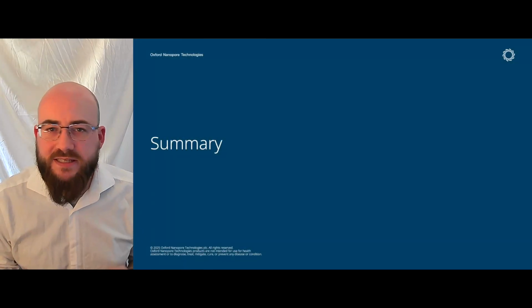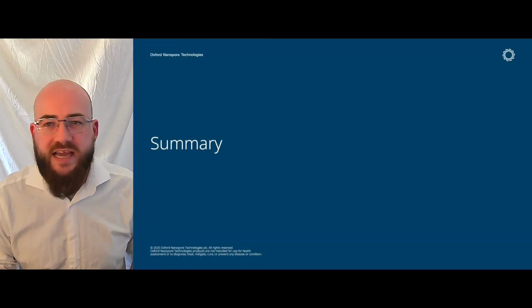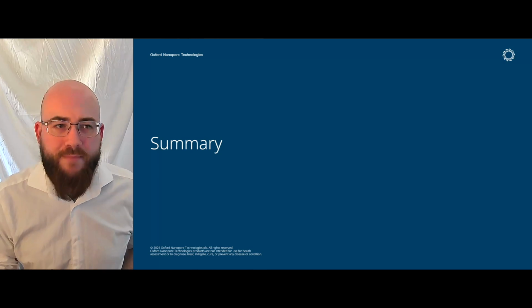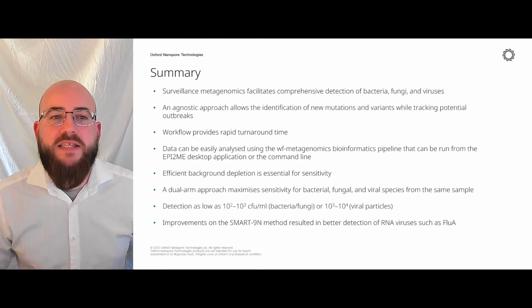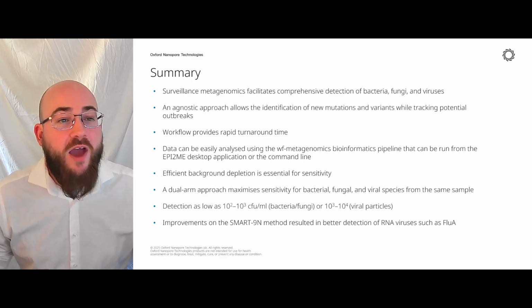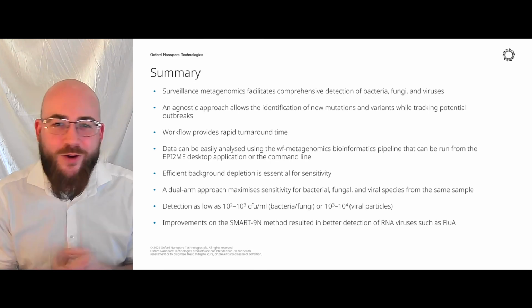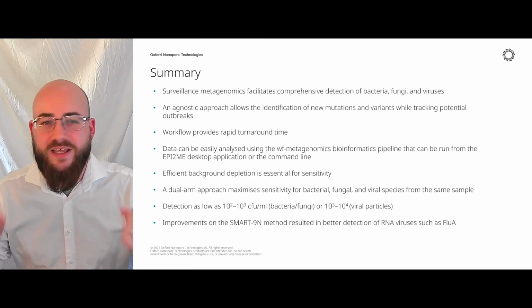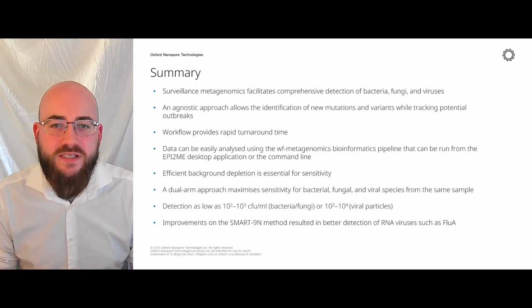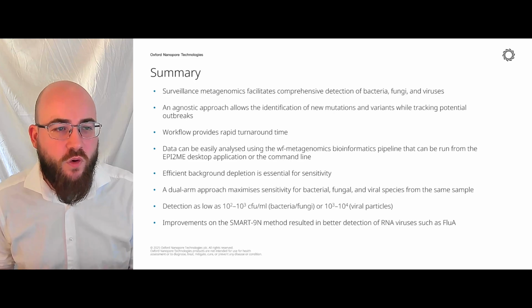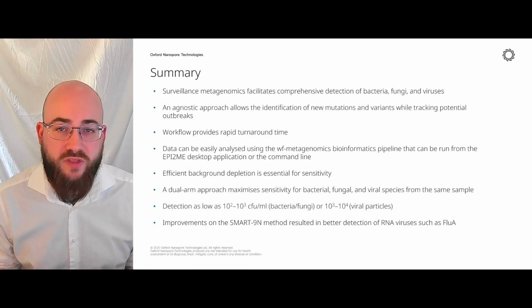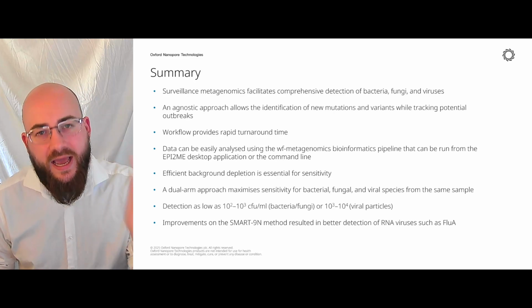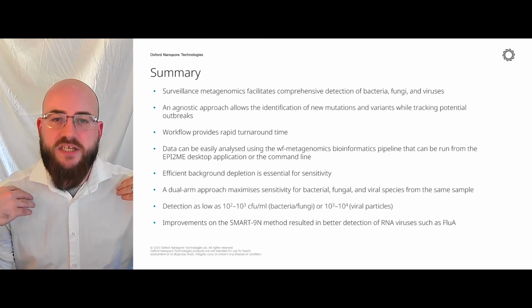So let's summarize now. Let's look back. What is everything we've learned? What are our takeaway messages from today? So in summary, surveillance metagenomics is great. We're going to use it to facilitate comprehensive detection of everything: bacteria, fungi, and viruses. We want to be able to find it all in one method, and surveillance metagenomics allows us to do that. Using an agnostic approach like this allows us to identify new things.